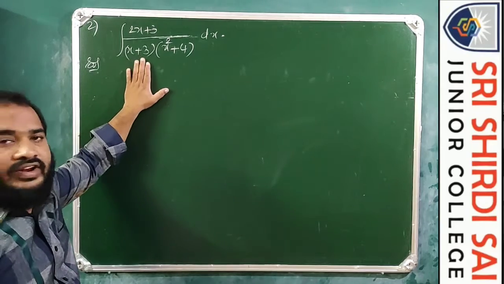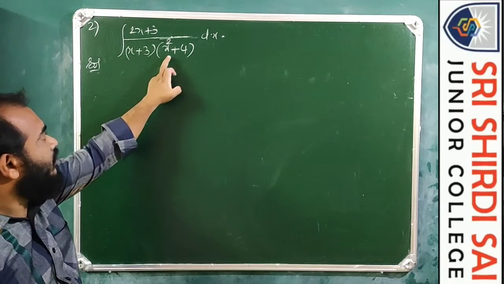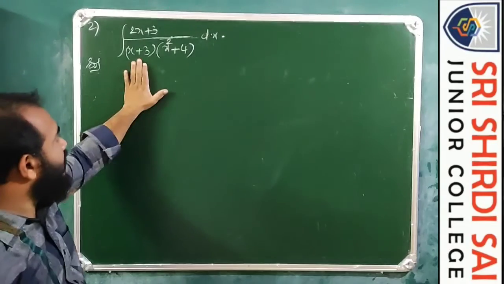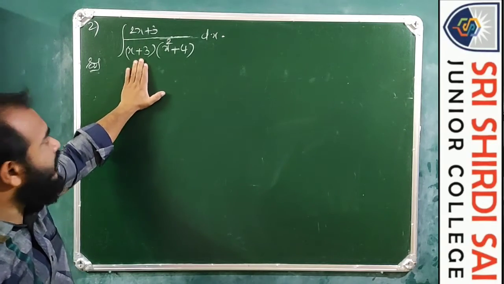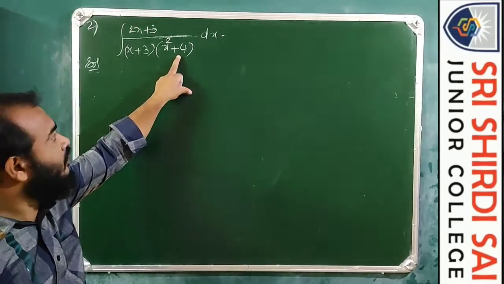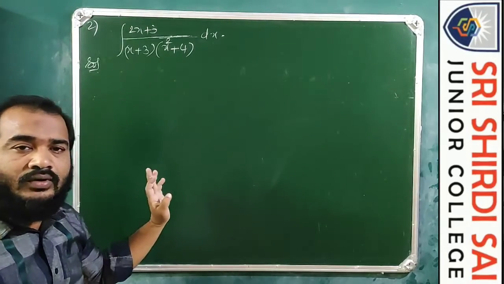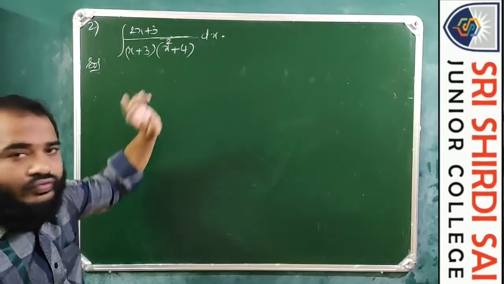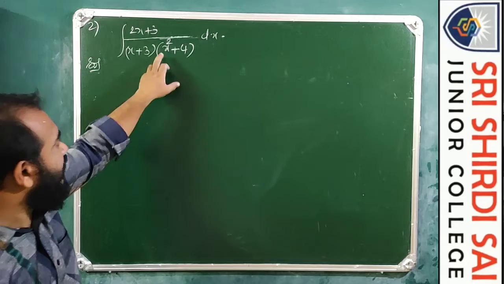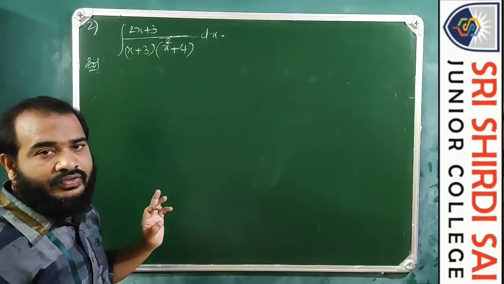Here this is a proper fraction, with the numerator's degree 1 and the denominator's degree 3. So the denominator contains a non-repeated linear factor, and x square plus 4 is a quadratic factor. Which quadratic factor? Reducible or irreducible? Had it been x square minus 4, it would have been written as (x plus 2) into (x minus 2). But the case is different here, x square plus 4.